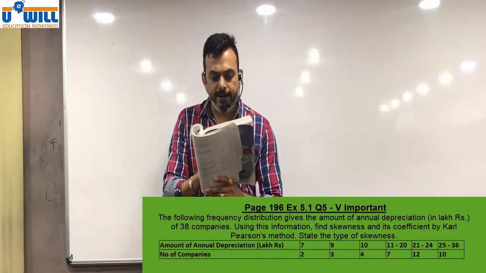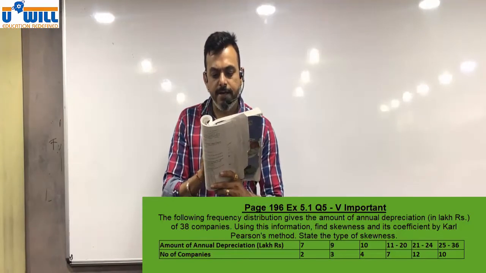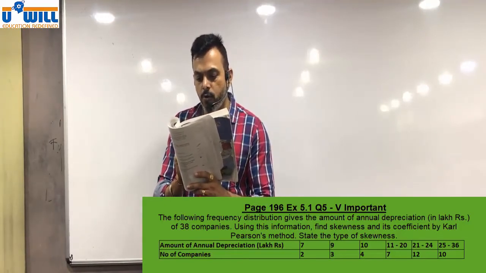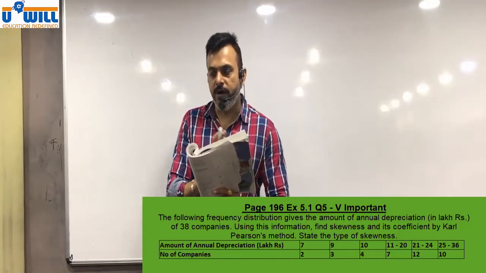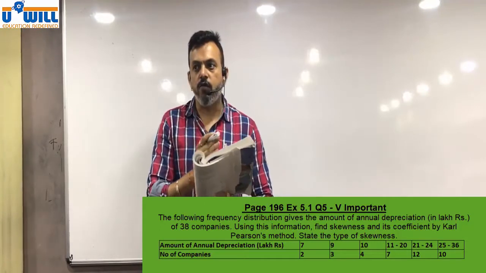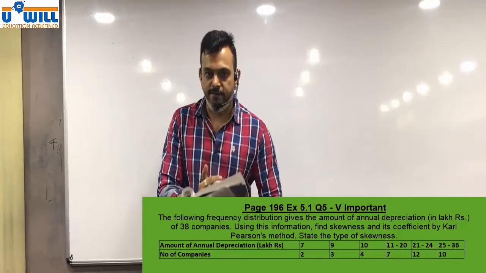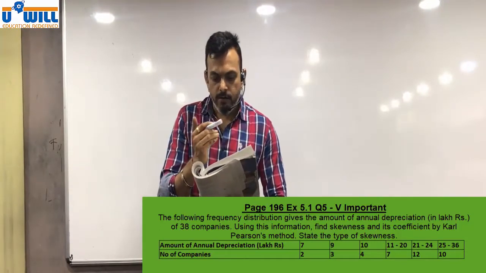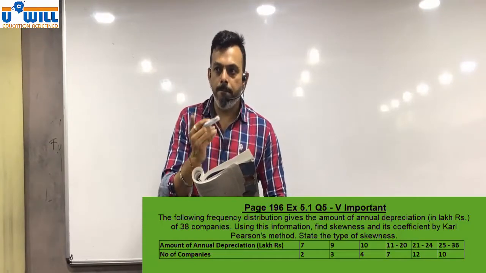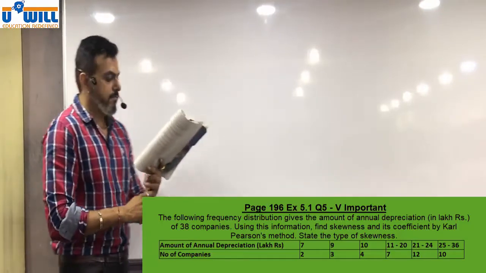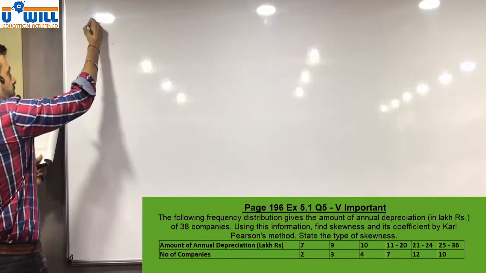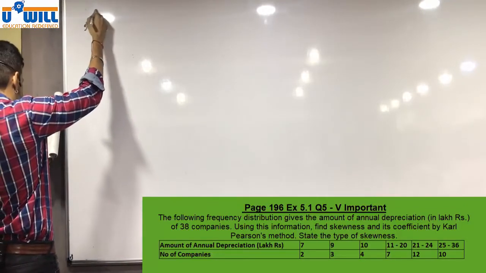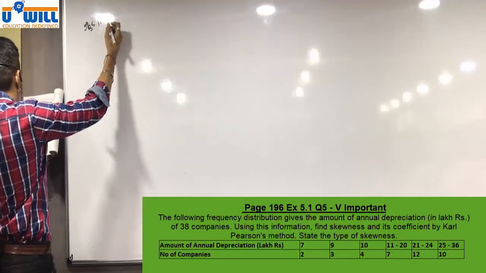Now, the data given is 7, 9, 10, 11 to 20, 21 to 24. So it's partial discrete and partial continuous. So mode is ill-defined. Okay? So we have to go for the median. Write the question. Question 5. Very important for exam. Page 196.